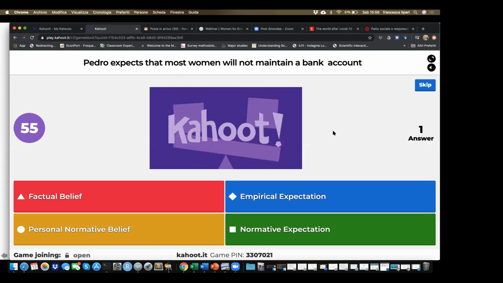This is a question on financial representation. Is it a factual belief, a personal normative belief, an empirical expectation, or a normative one? Pedro expects that most women will not maintain a bank account. The other two, answer to go, 7 and 8. Now I have to wait until the time goes on. What was your rationale in answering this question? Someone?